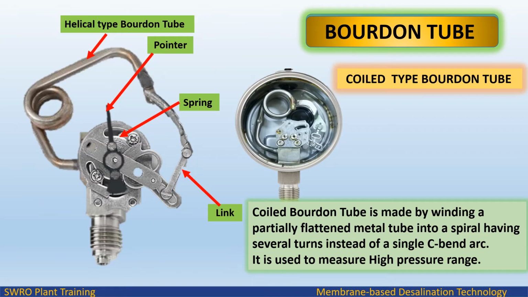Coiled type Bourdon tube. A coiled Bourdon tube is made by winding a partially flattened metal tube into a spiral having several turns instead of a single C-bend arc. It is used to measure high pressure range.